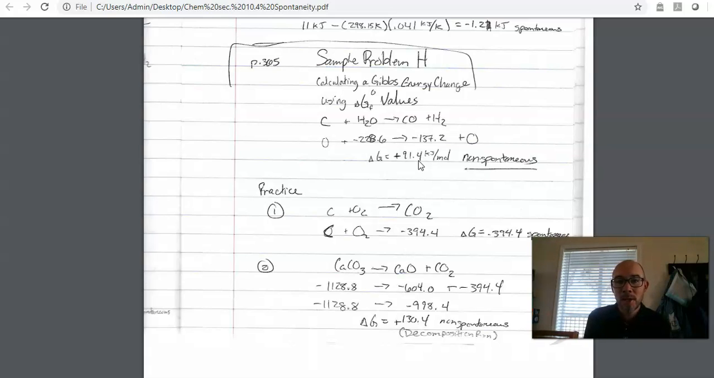Now, what would you need to do to get that to actually react? Heat it up. That could be a possibility. You could heat it up. Especially like set the coal on fire. How about that? That might do the job. You get carbon monoxide and hydrogen gas like barbecue, right?